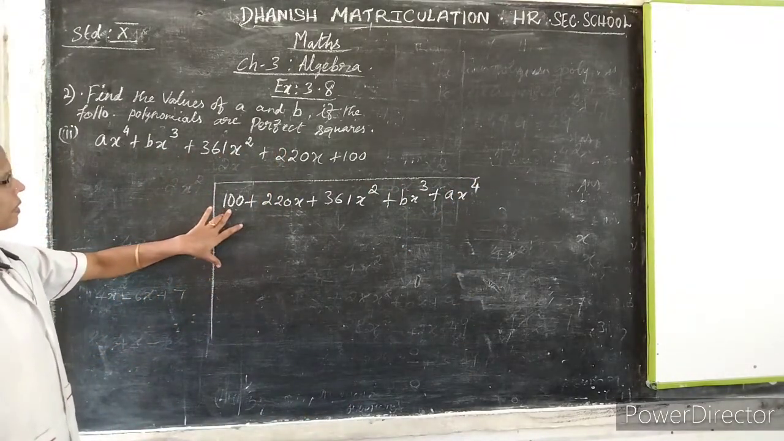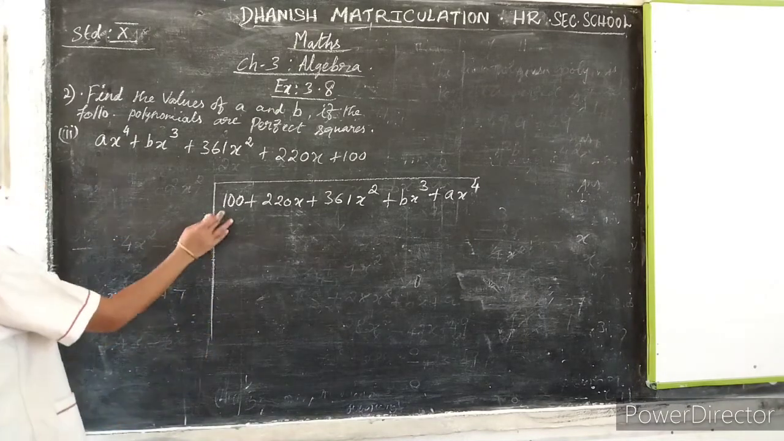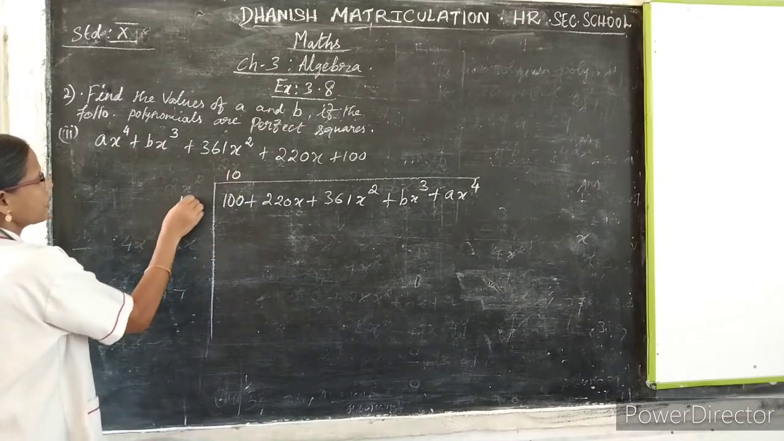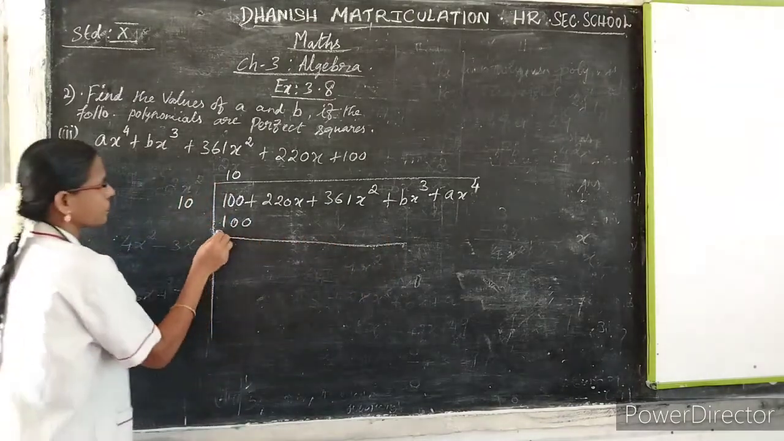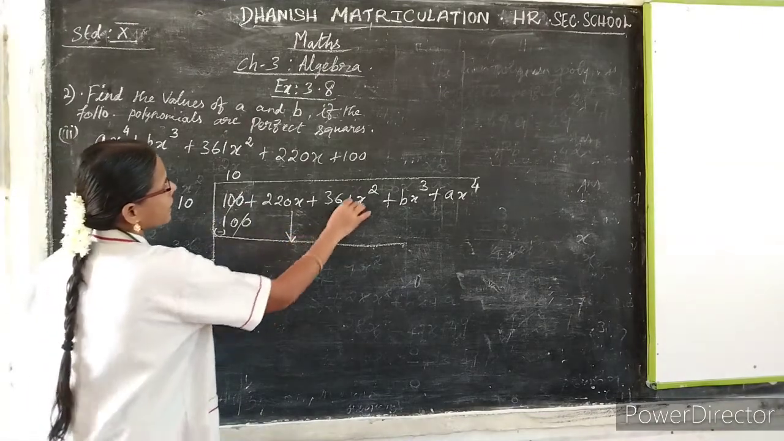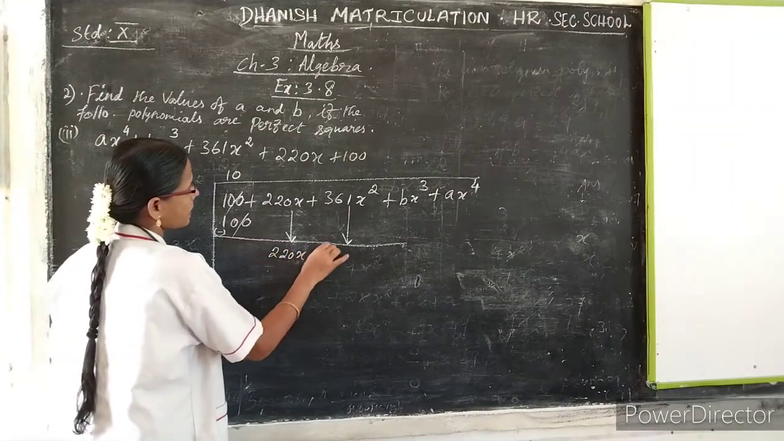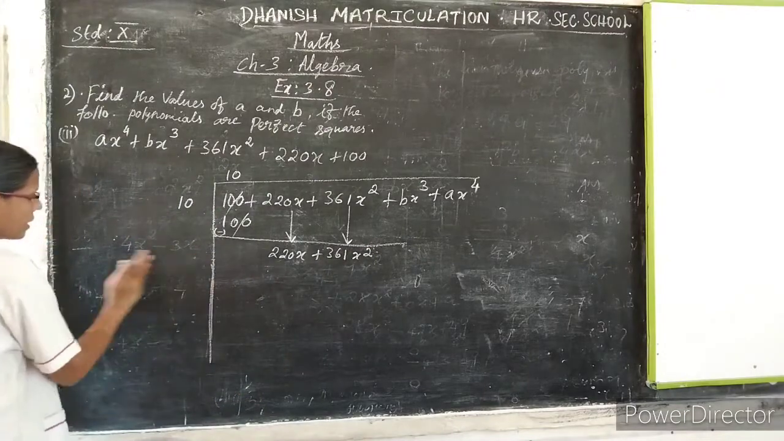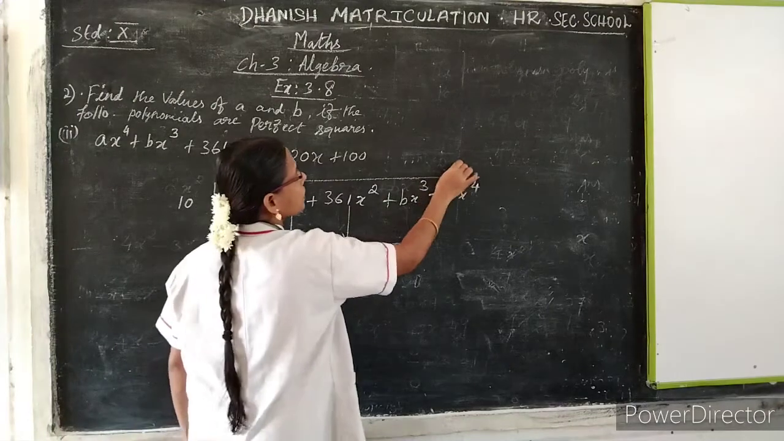So write the square root of this first term. The constant term is here the first term. What is the square root of 100? 10 tens are 100. So 10 here, here 10. 10 tens are 100. Now change the sign. This 100 minus 100 gets cancelled. Write these two terms down: 220x plus 361x^2. Now write the divisor into this quotient 2.